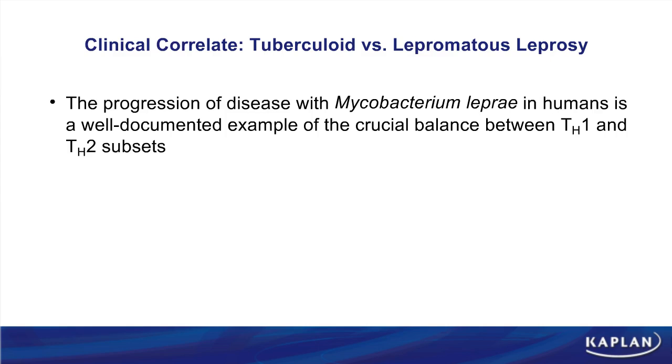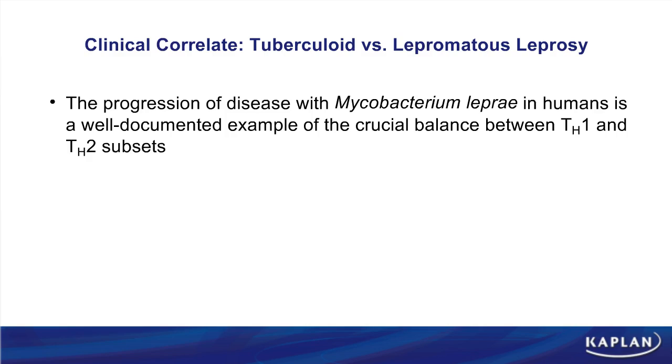Now that we've started to sift through some of these T cell subsets, it would probably be a good time to take a step back and ask ourselves, what kind of questions are we going to see on the Step 1 with regards to these subsets? Classically, they like to talk about the different clinical presentations of an individual who has a Mycobacterium leprae infection. Now, in the U.S., we don't see a lot of leprosy unless somebody has come from a country where this is endemic.